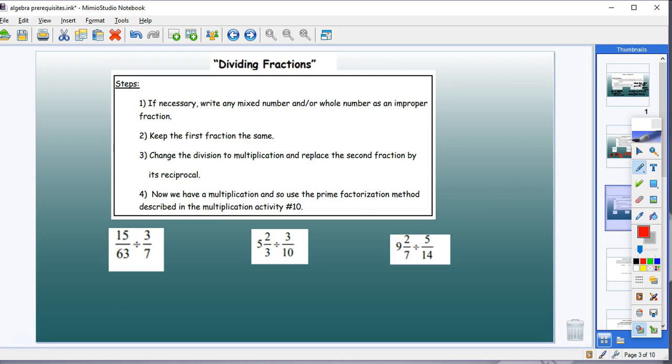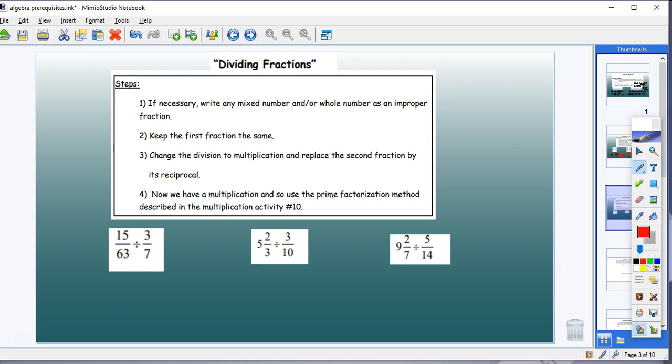In this video we're going to be talking about how to divide fractions. Alright, so again we have some steps to follow when we divide fractions. The first step is, if necessary, write any mixed number or whole number as an improper fraction. That's our first step.